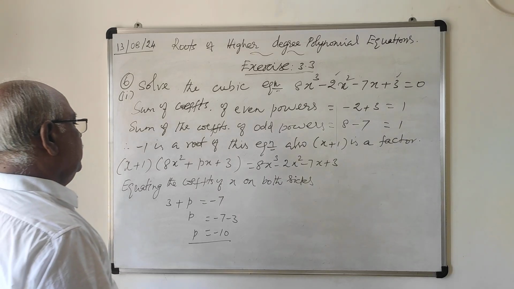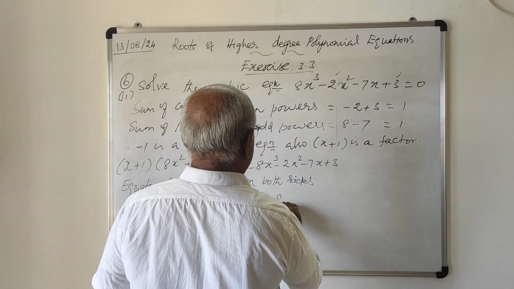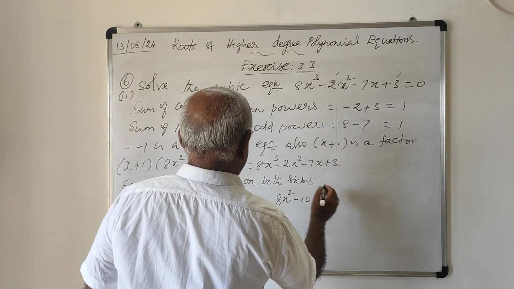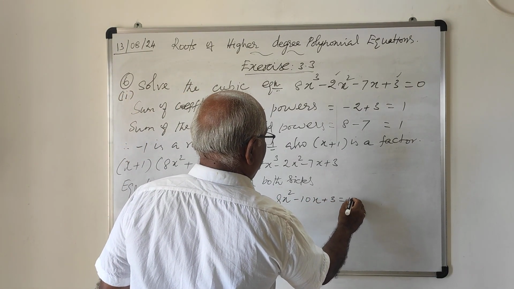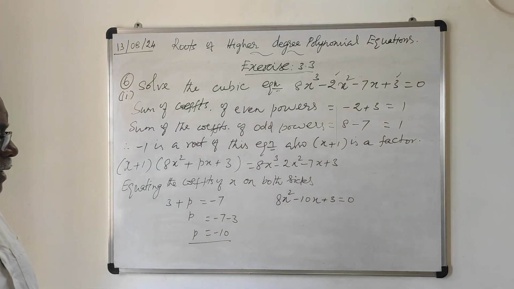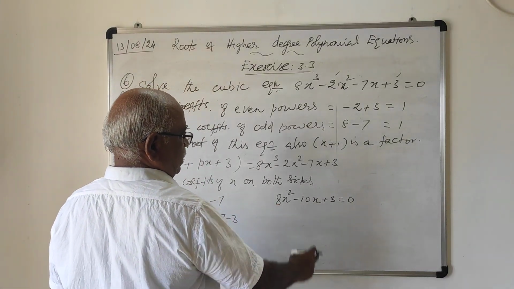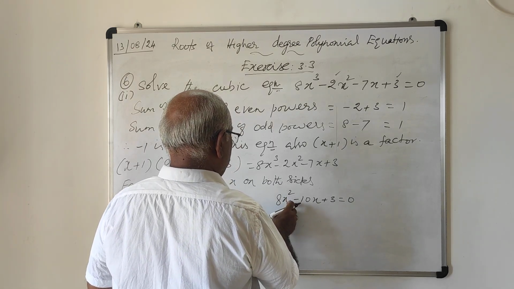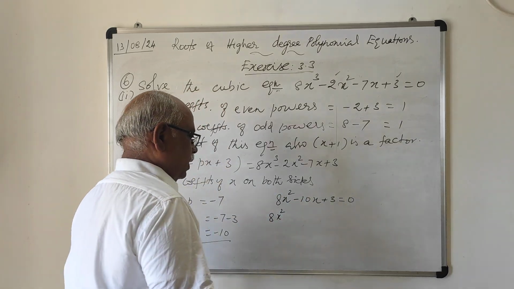Therefore, the second factor is 8x square minus 10x plus 3 equal to 0. Okay? For this equation, here also we can factorize. To find the roots, we have to factor 8x square minus 10x plus 3. 8 3s are 24.